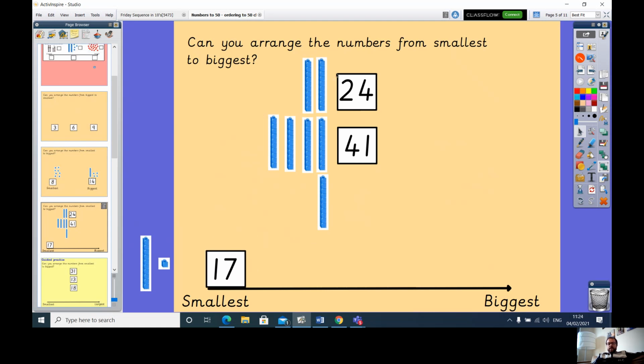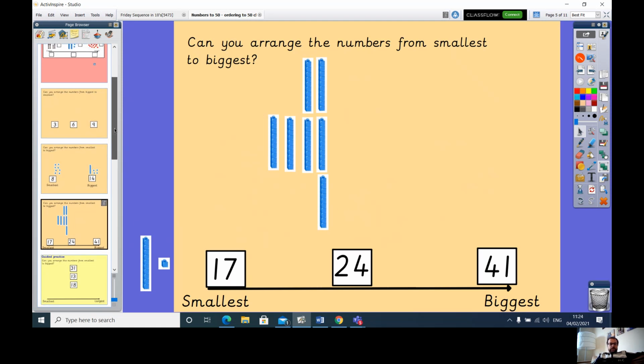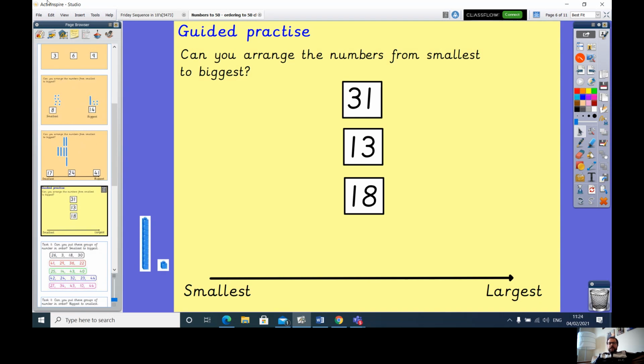Now, how many tens has 24 got? 1, 2. How many tens has 41 got? 1, 2, 3, 4. So 24 is the next number there, and then 41 is the biggest number. So that's how we can look at the tens of numbers which all have 2 digits to see which one is the smallest.